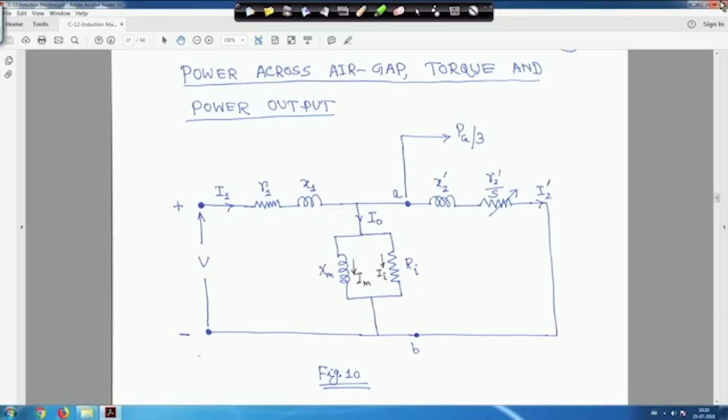Actually things are not difficult, just a little bit of understanding is required, and that's all. So now, power across the air gap, torque and power output. Why do we call it power across the air gap? You have a stator, then you have a rotor, and in between the stator and rotor there is a gap.